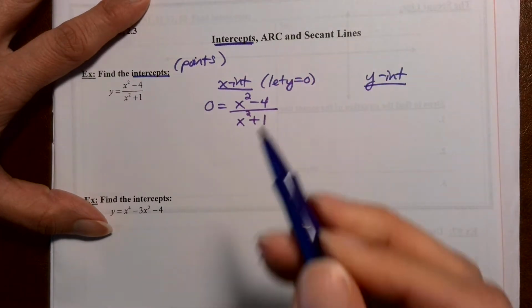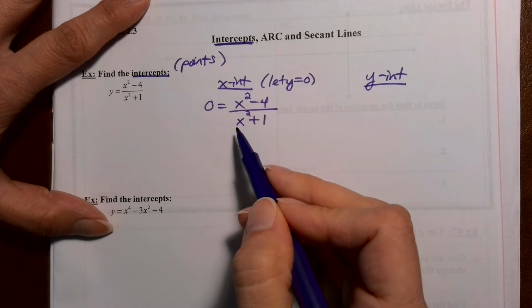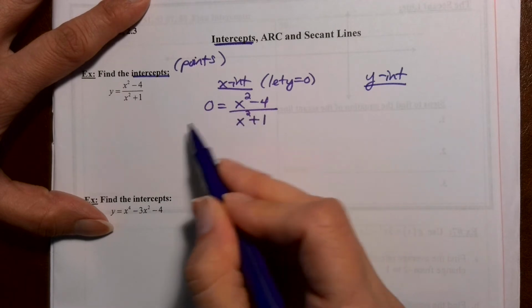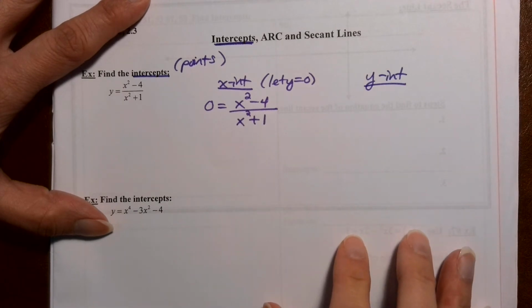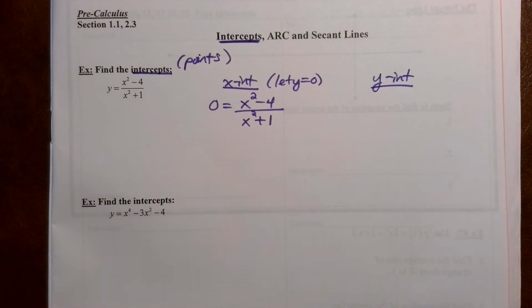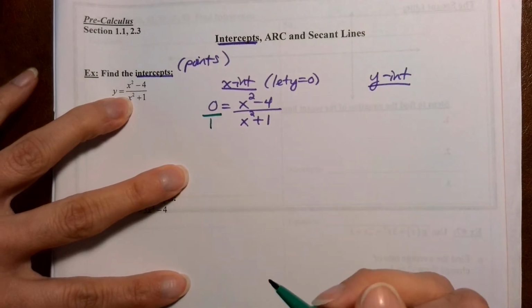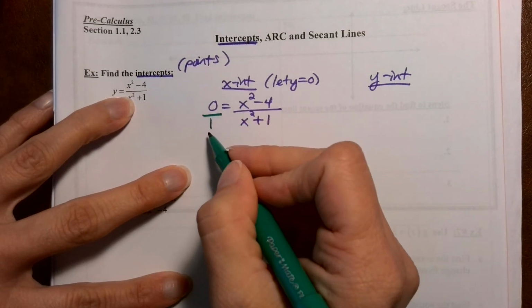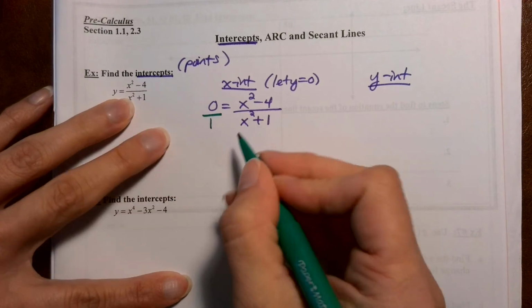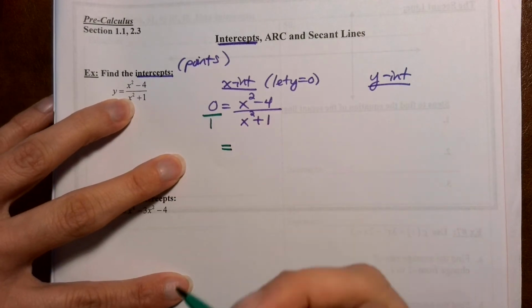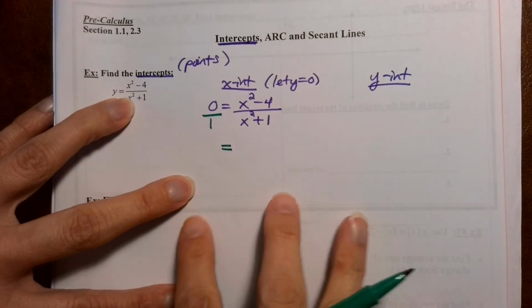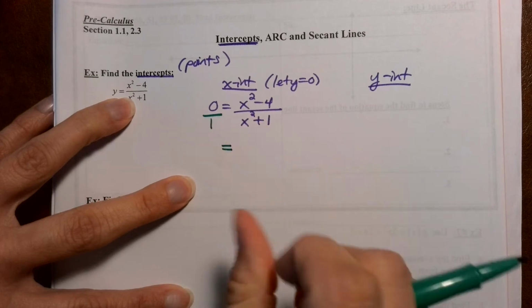Does anybody know how to solve something when there's a fraction on one side? That's right, we're going to cross multiply. So let's take the 0 and put it over 1. Now he's a fraction, okay? When you cross multiply, I want you to draw an equal sign on your paper first. This is the only time when you have a proportion that you're allowed to do this.